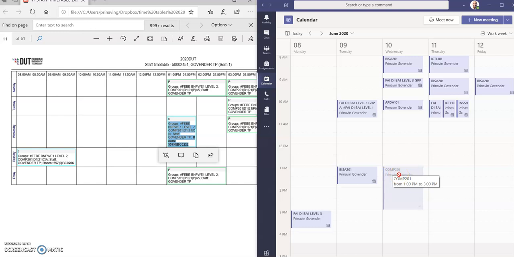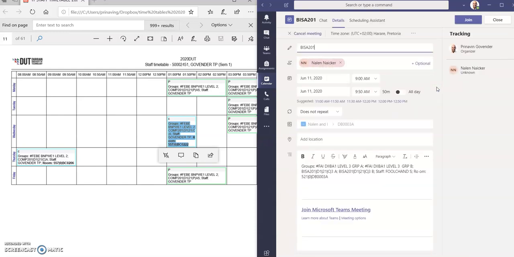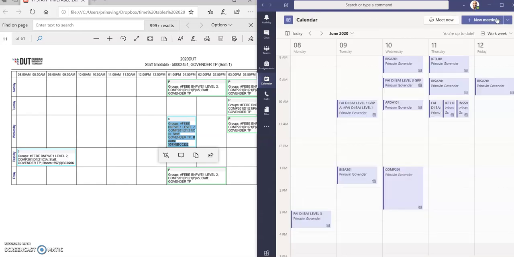Similarly, I have set up ICTL on a Thursday, 8 o'clock to 9 o'clock. That's with CSWare, BISA 201. Let's just open it up to see who that is. It's going to lecture that. So this is what I would expect all the coordinators to sort out, because they will know the lectures under them, year coordinators with their venues.